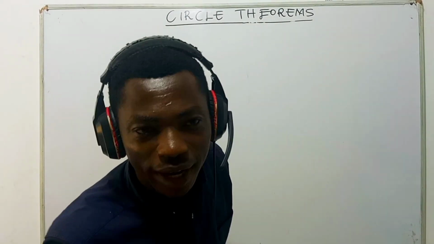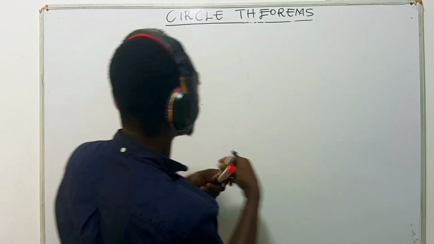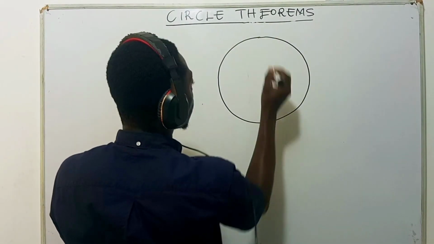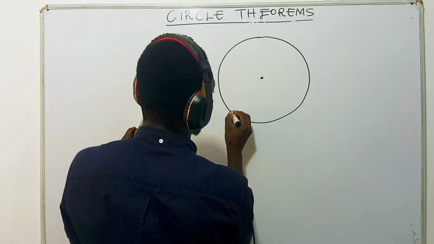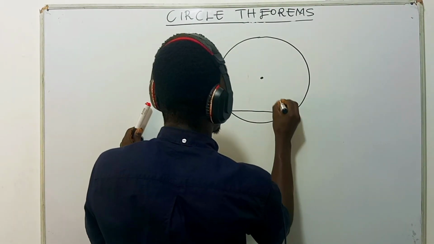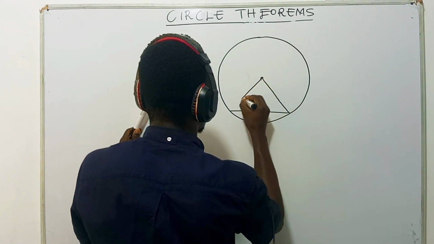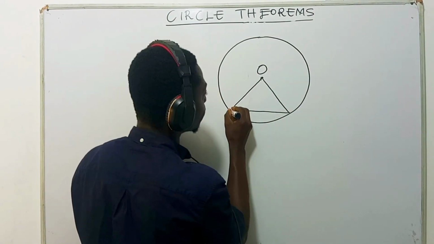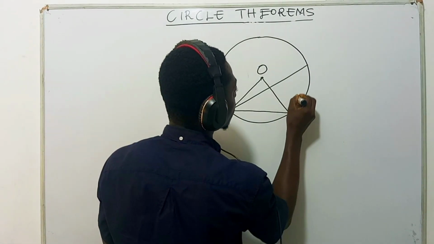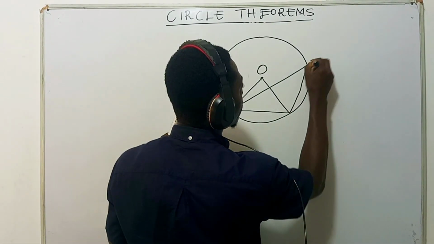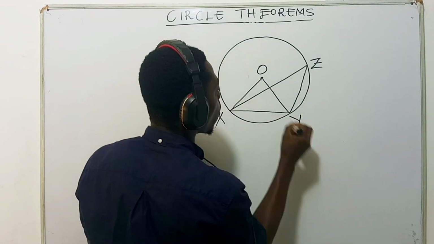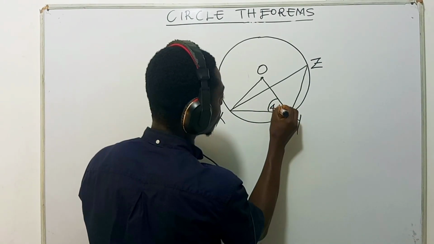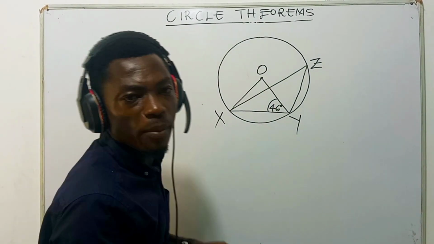Let's go ahead and solve a slightly more complicated question. Assuming we have this circle right here, not drawn to scale, this is the center of the circle. We have this chord right here, and it is making an angle at the center of the circle. So this is O, and this same chord is creating an angle over here where this point is point Z. Then we have X, Y, and the angle right here is 46 degrees. This is what we have. Now let me read the question to you.